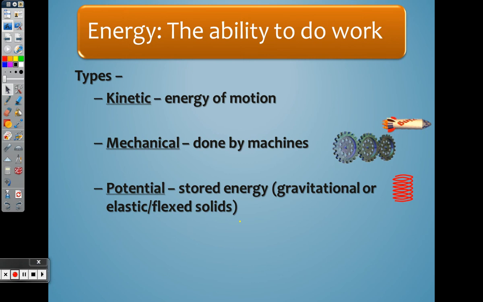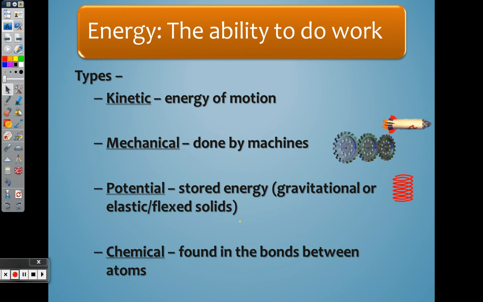What type of energy is food? Nigel? Chemical energy. Exactly right. So, you guys have to eat food, and that food gets broken down in your cells and mitochondria, and it converts it to energy.